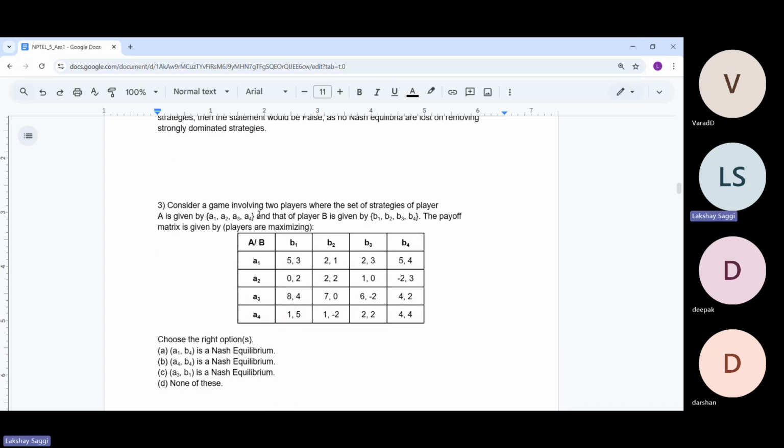The third question says: consider a game involving two players where the set of strategies of player A is given by A1, A2, A3, A4. So, these are the four strategies for player A, and these are the four strategies for player B: B1, B2, B3, B4. Both the players are trying to maximize their payoffs. And now the question asks us to identify some of the Nash equilibria in this game.